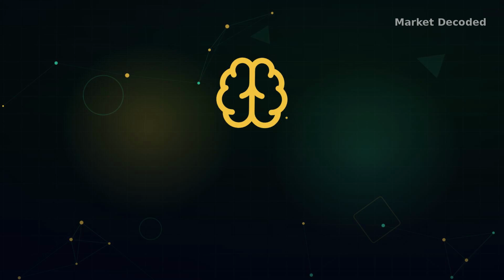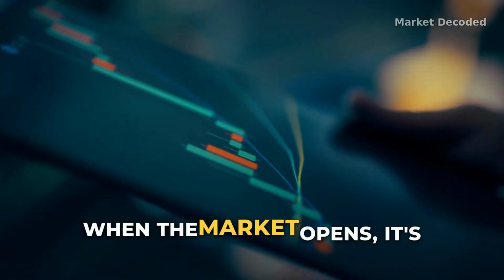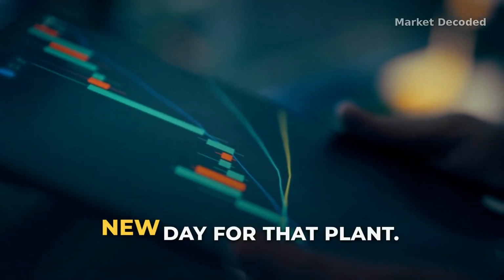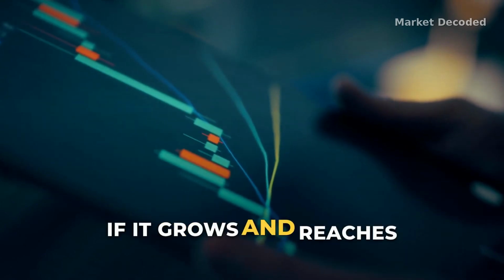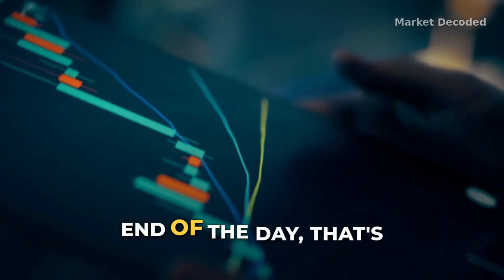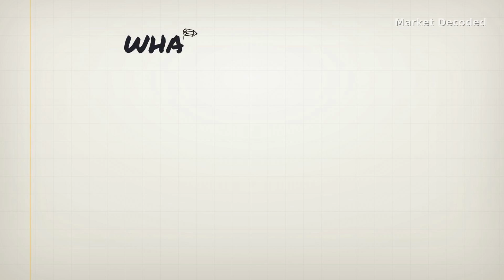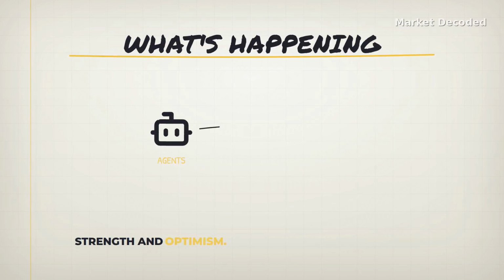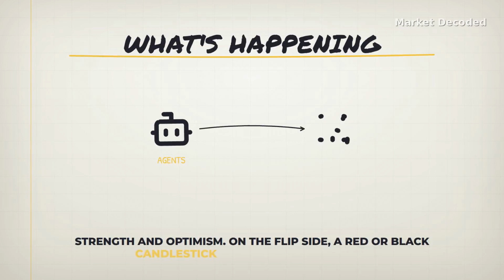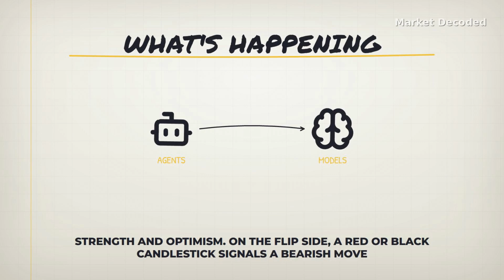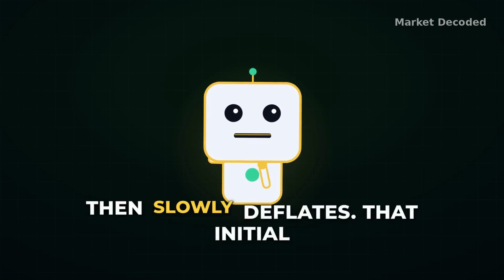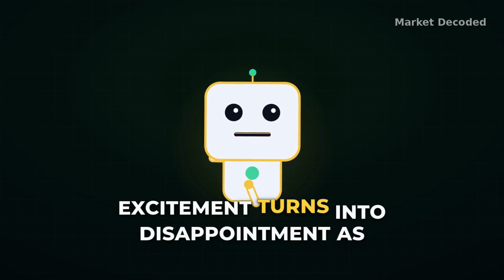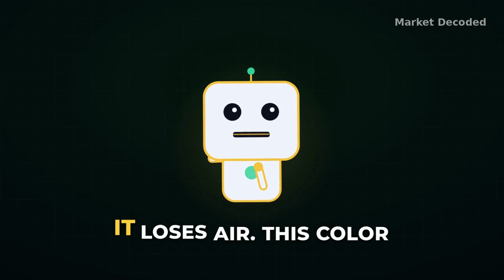Think of it like a plant growing towards the sun. When the market opens, it's like the start of a new day for that plant. If it grows and reaches a higher point by the end of the day, that's a sign of strength and optimism. On the flip side, a red or black candlestick signals a bearish movement, meaning the price closed lower than it opened. Imagine a balloon that starts off inflated and then slowly deflates. That initial excitement turns into disappointment as it loses air.